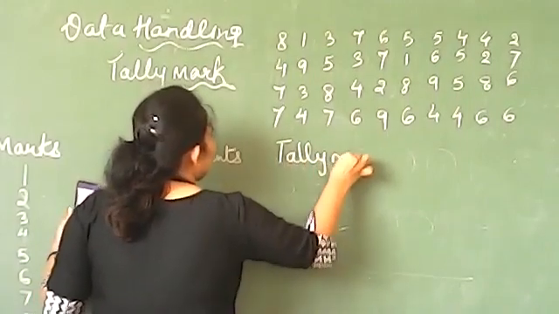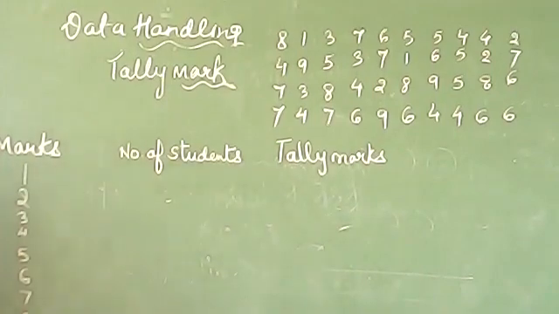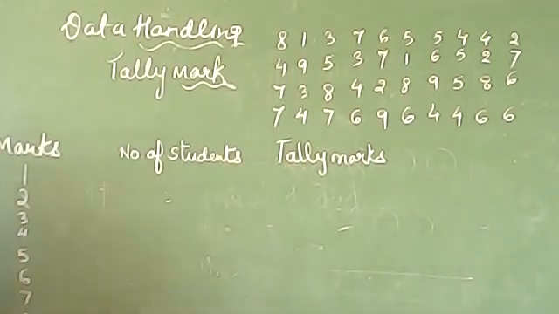We have to make this table by using the tally marks. So we will have the next column as tally marks. Let's understand this question by this example. First of all, let us observe all the numbers one by one.